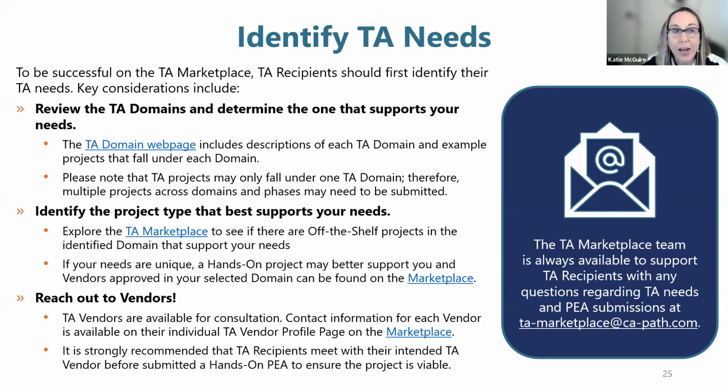You will also want to identify the project type that best supports it. That's either off the shelf or hands-on, which Jenna kind of went over. Off the shelf is already an established project. It has clear objectives. A hands-on is going to be more tailored. And then we strongly encourage, once you have an idea of your support needs and either an off-the-shelf project, or maybe you're looking for a hands-on because that off-the-shelf doesn't fully meet it, please reach out to the vendor. You can go to the marketplace and it has their contacts under the vendor. If we go to the next slide.